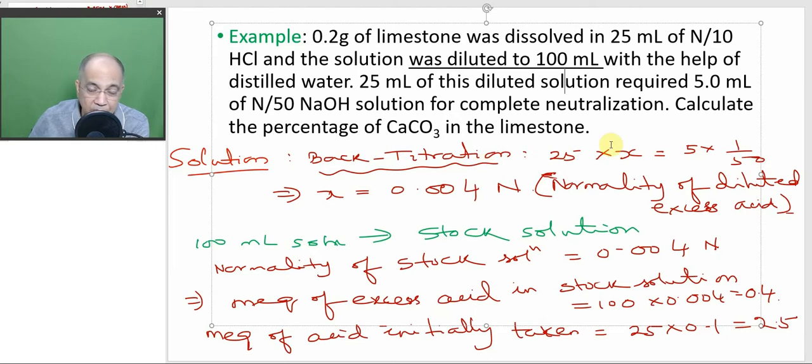Now let us start from the back side, from the bottom. Let's go for a back titration. V1N1 is equal to V2N2. 25 into X, where X is the normality of the unreacted acid solution that is present in the 100 ml stock. So 25 into X is equal to 5 into 1 by 50. So we get X is equal to 0.004 N. That's not the normality of only 25 ml. That's the normality of the entire stock solution, 100 ml. I think I did give you an analogy.